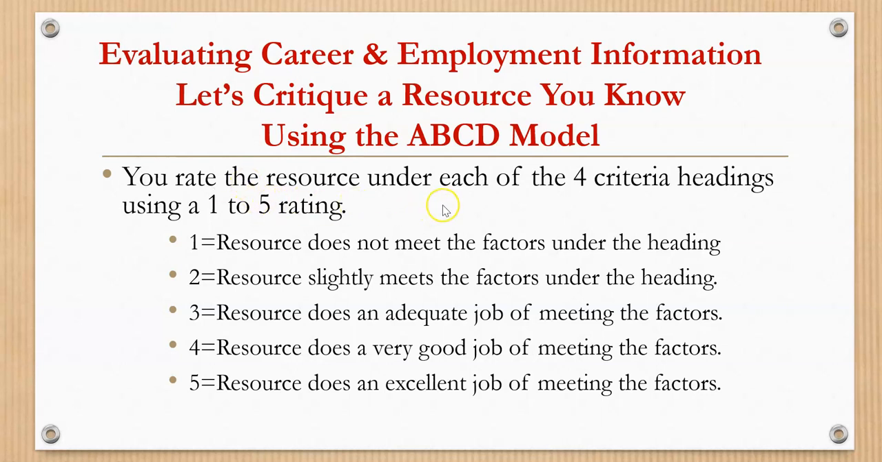So those are the ABCD criteria, and what you're going to do under each of those criteria is rate the resource using a 1 to 5 rating. So you're going to look at the factors underneath the heading and then decide based on a 1 to 5 scale whether it meets those factors or it does not. It would get a rating of 1 on a particular criterion if it did not meet the factors under the heading. It would get a rating of 5 if it did an excellent job of meeting the factors, and then you can rate others in between.